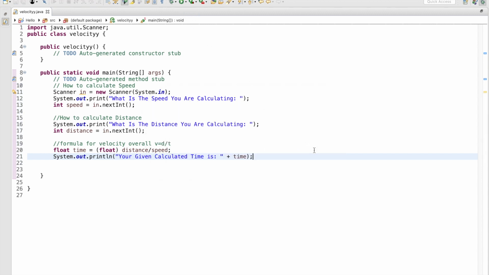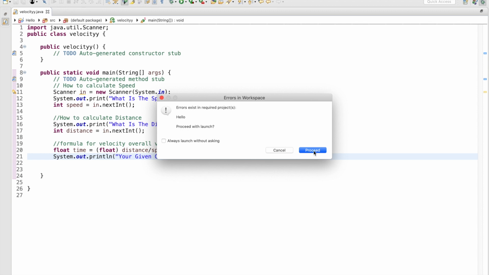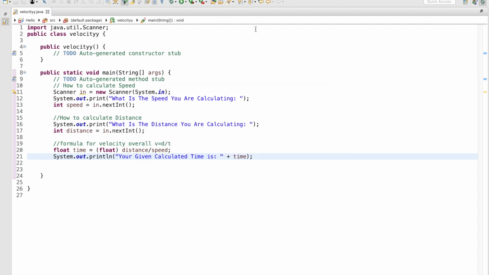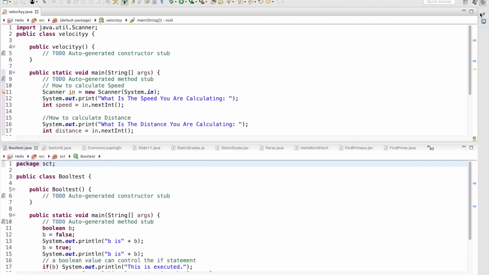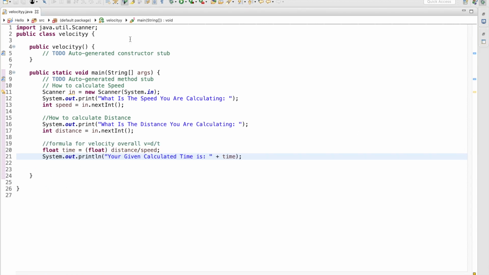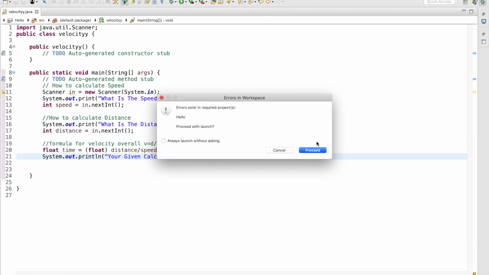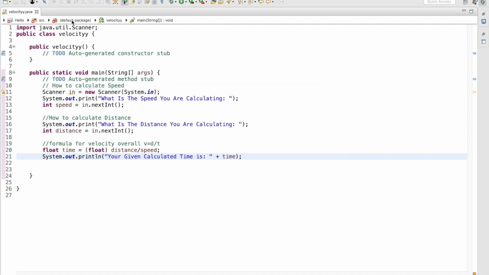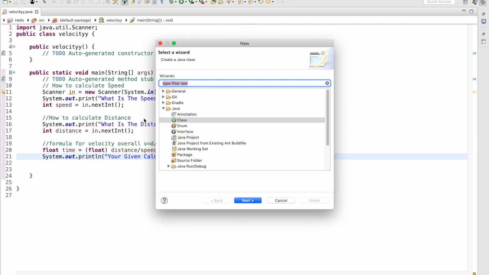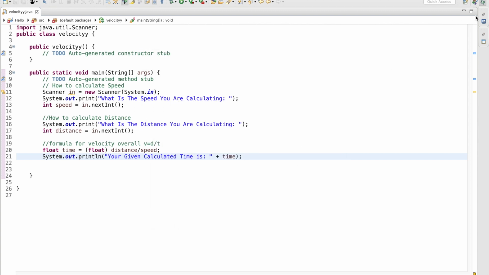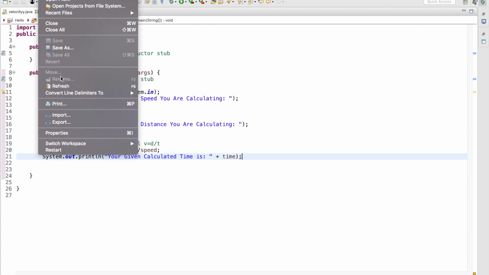One second, the compiler should come up. Proceed. Where is my compiler? I'm sorry. There we go. We should have a compiler somewhere. Proceed. Let's add a new compiler, I guess. Okay. Where is it? Sorry, file.